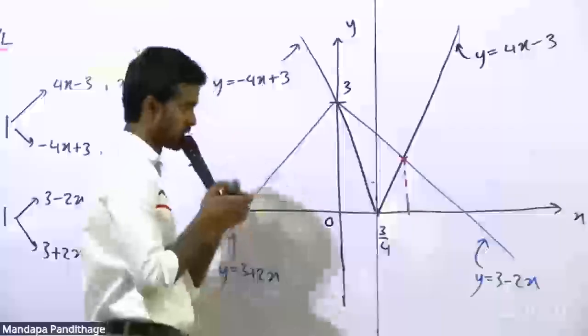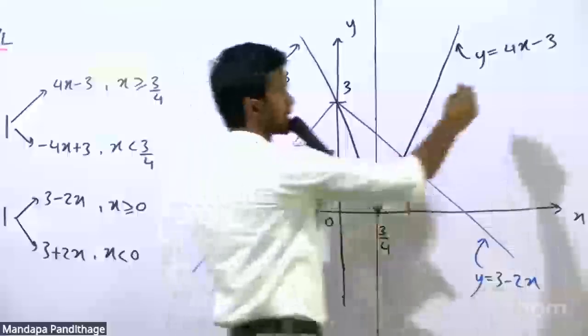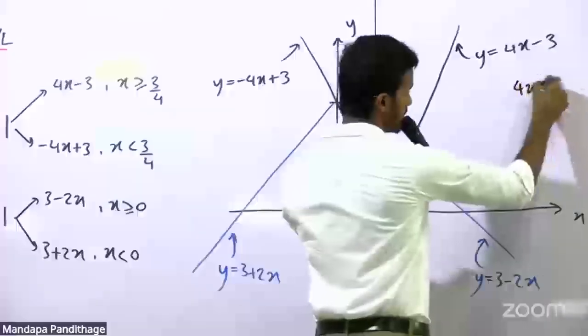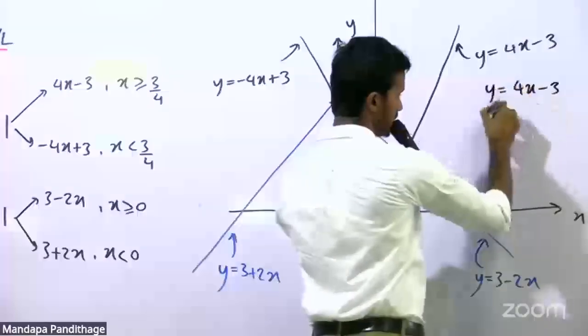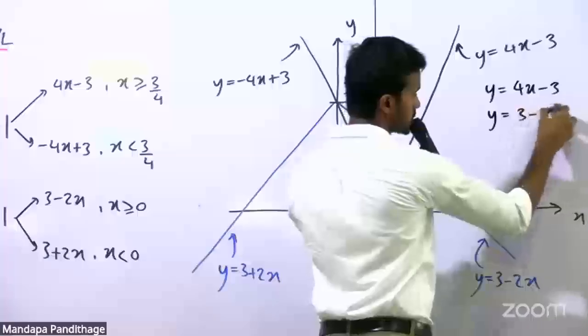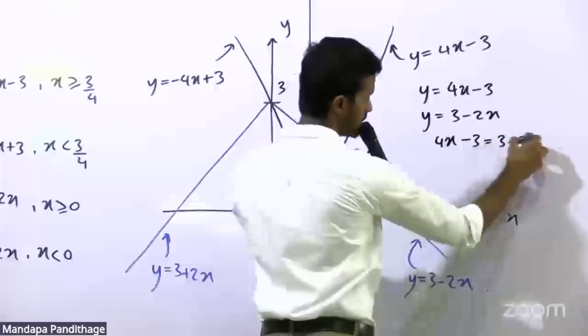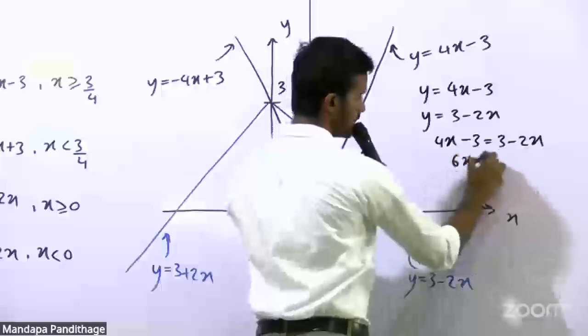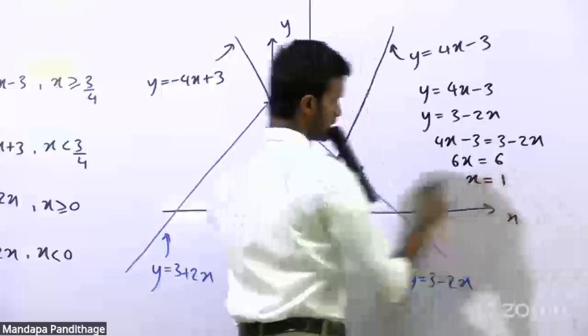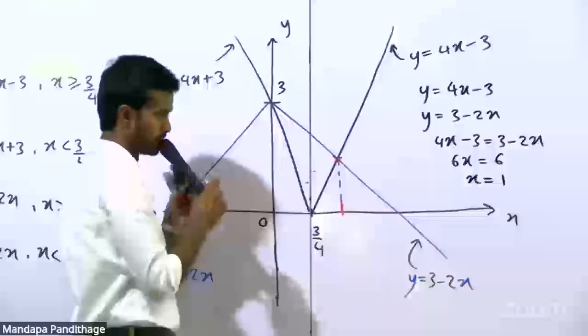So what are the two graphs that have been intersected? It's 4x minus 3 and 3 minus 2x. So 4x minus 3 is equal to 3 minus 2x. You get 6x is equal to 6. So the turning point here is 1. Sorry, the intersection point is 1.